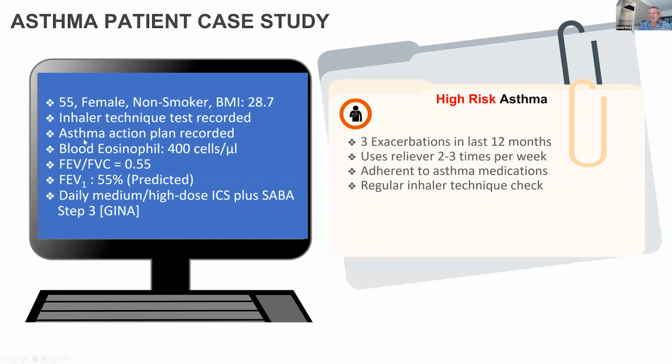55-year-old lady. Not so obese, this one. Inhaler technique good. Asthma action plan. Blood eosinophil count 400. Awful lung function. For all the world, this looks like COPD. She's on medium-high dose ICS plus a LABA, with three exacerbations in the last year. Uses her reliever frequently, but she's doing all she can with her meds. So we'll bring up the question for this one, if we may.